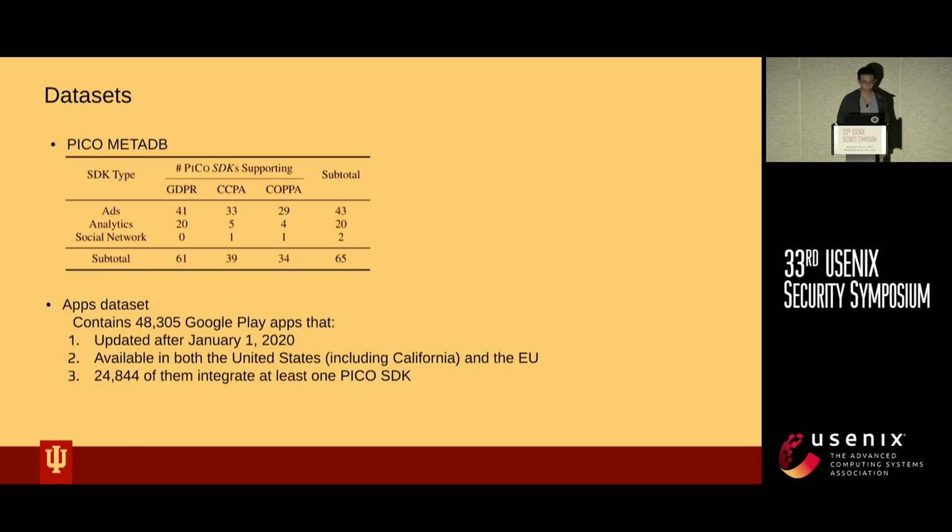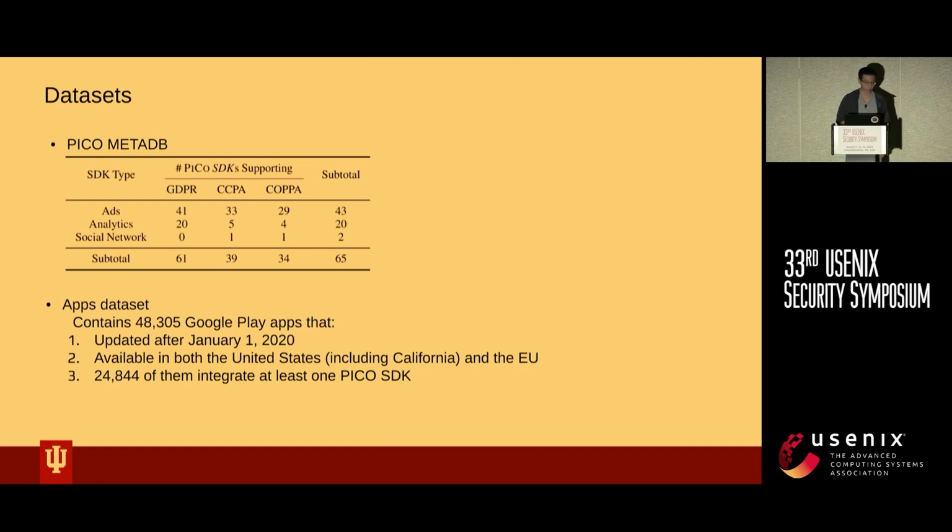And to conduct our measurement, we have two datasets. We have a PICO metadata database and an apps dataset. For the PICO metadata database, we gathered a list of more than 200 of the most popular SDKs from AppBrain. And after two experts' manual filtering, we came up with 65 PICO SDKs' metadata, and we store them in a database.